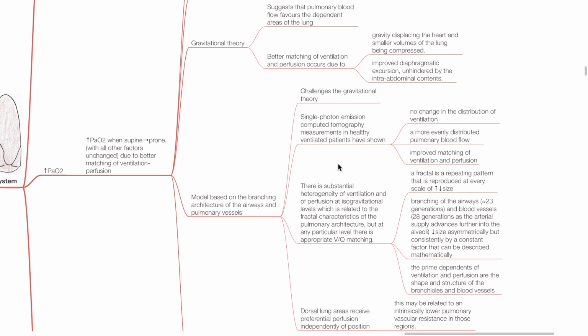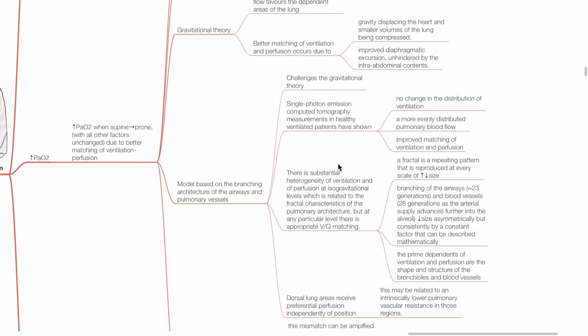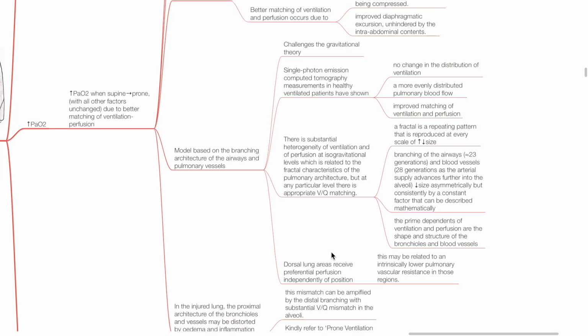The model based on the branching architecture of the airways and pulmonary vessels challenges the gravitational theory. Single photon emission computed tomography measurements in healthy ventilated patients have shown no change in the distribution of ventilation from supine to prone, a more evenly distributed pulmonary blood flow, and improved matching of ventilation and perfusion. There is substantial heterogeneity of ventilation and perfusion at isogravitational levels, which is related to the fractal characteristics of pulmonary architecture, but at any particular level there is appropriate VQ matching.